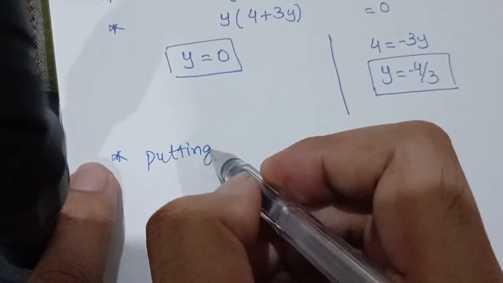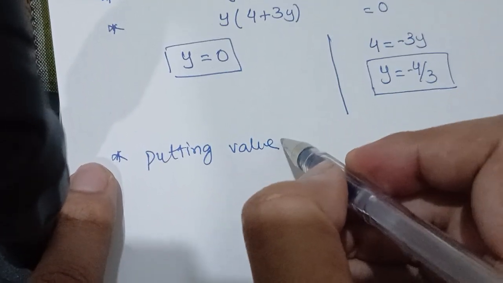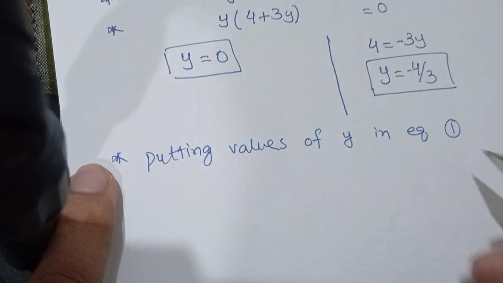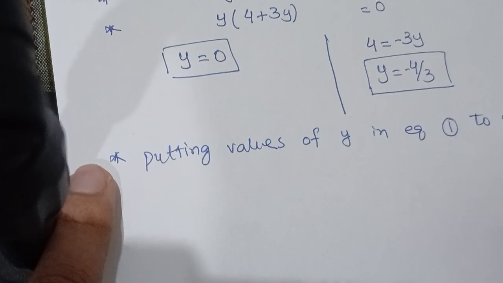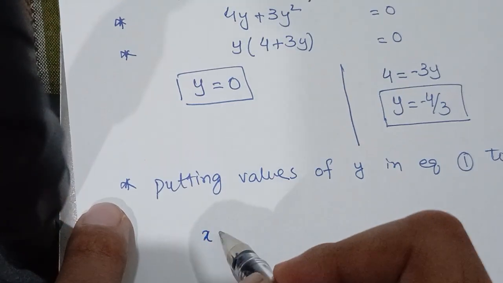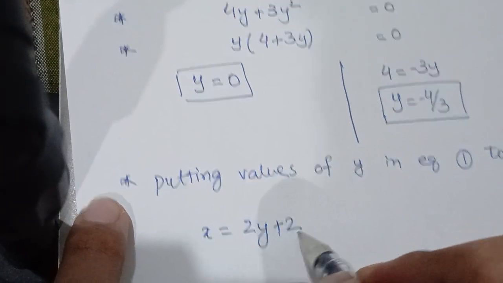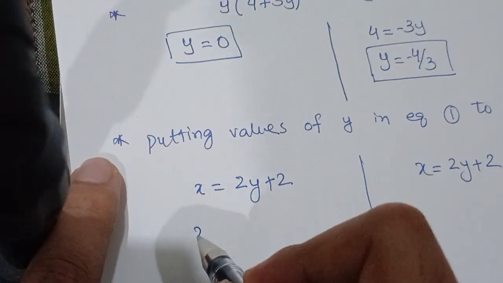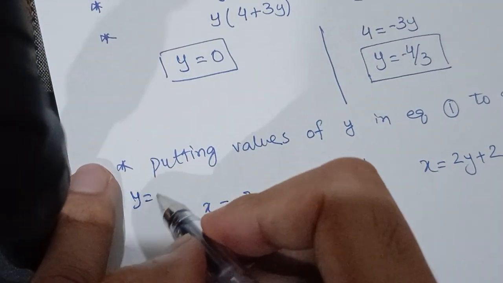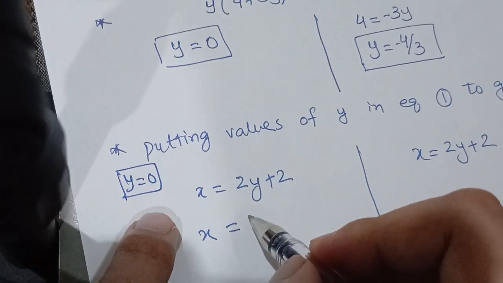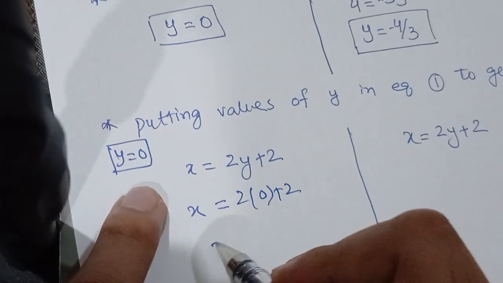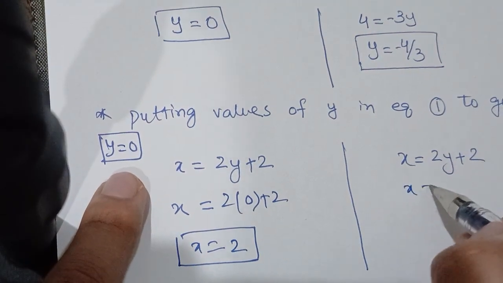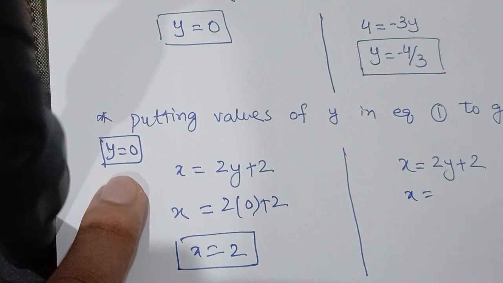Putting the values of y in equation 1 to get x. So x is equal to 2y plus 2. Here we have y as 0, so this will become x is equal to 2. Similarly, we have y is equal to minus 4 by 3.